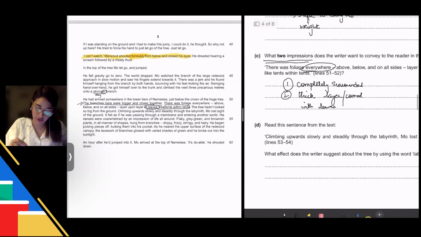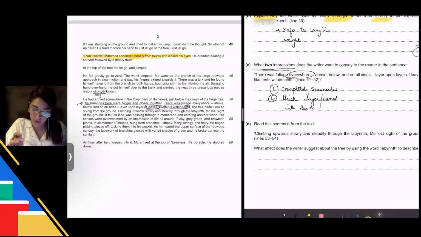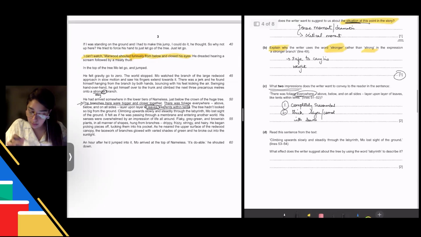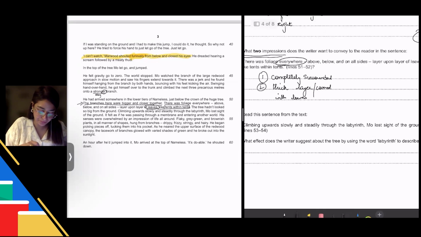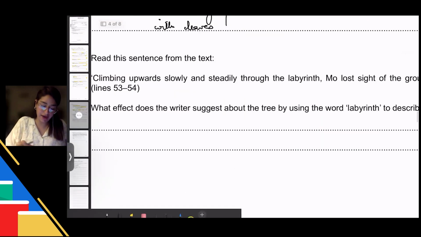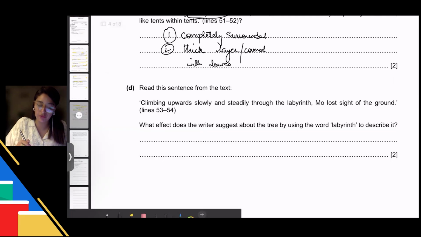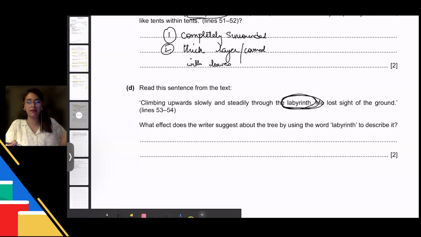Moving forward, the next question says, read this sentence from the text, climbing upwards slowly and steadily through the labyrinth, Mo lost sight of the ground. What effect does the writer suggest about the tree by using the word labyrinth to describe it? Now, this is the question that we need to discuss in a little bit of detail, because not all of you may know what the word labyrinth means. And if you come across a word such as this one within your passage, what do you do? I'm not going to tell you what this word means, but instead I'm going to tell you exactly how to go through this question in case you do not know what this word means.